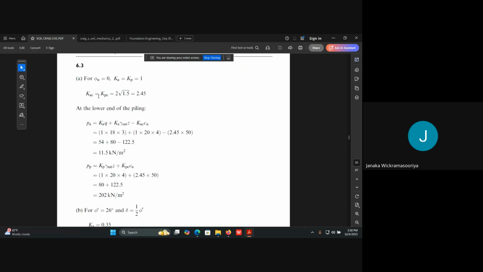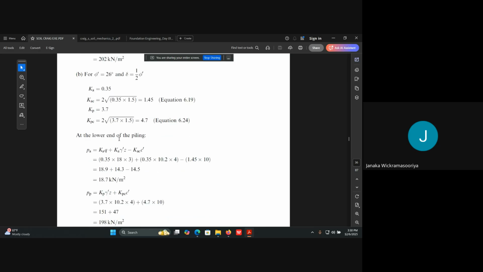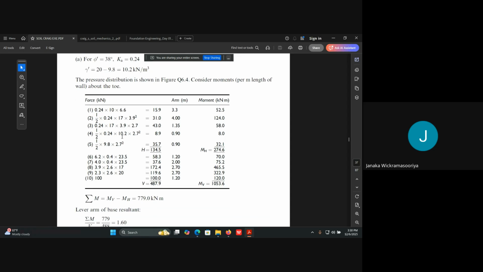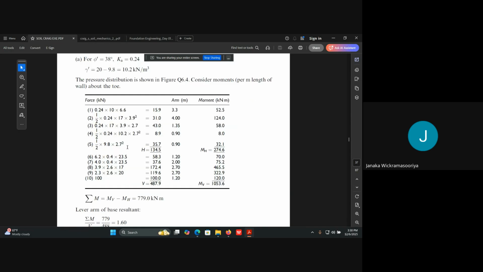So for the next question, you can determine the Ka, Kp values first. Then you can do the calculations. Then you can determine these forces. So the moments, then you can take the moments also. So please check whether you have got the same value.